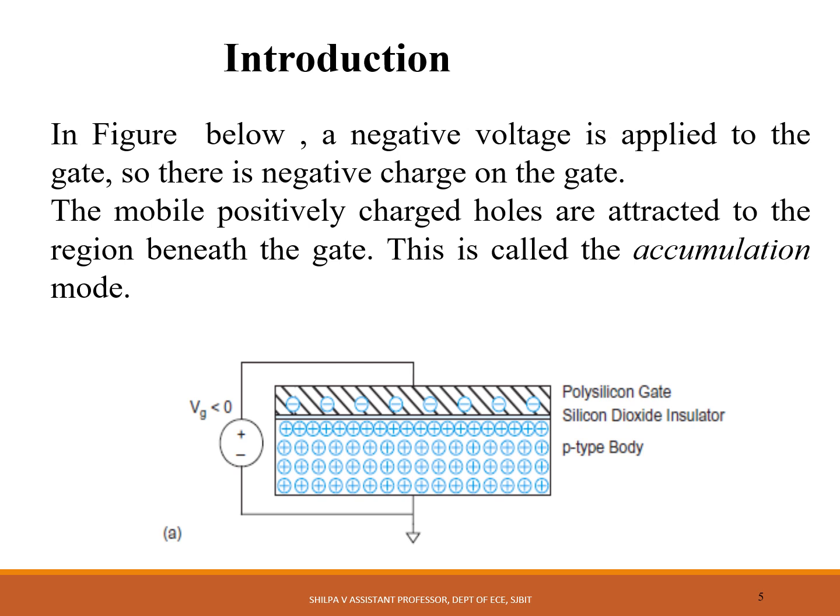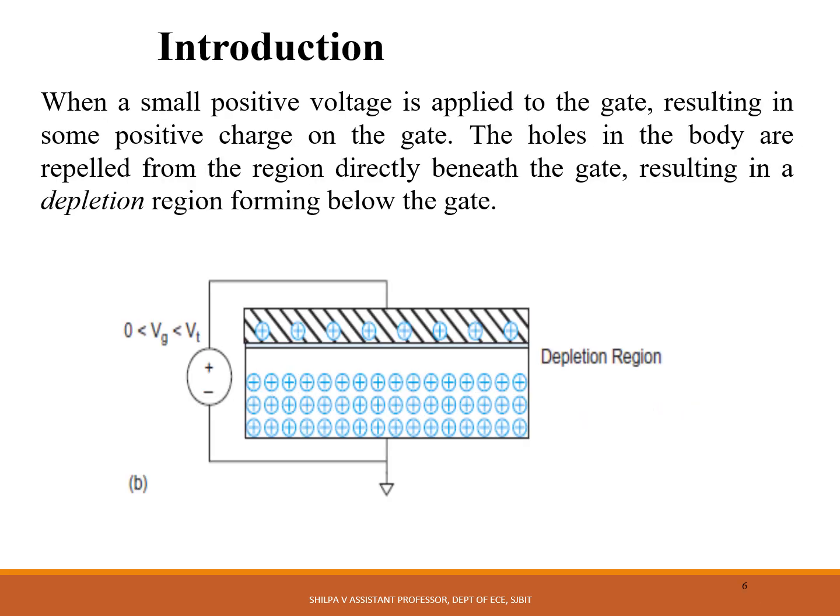Now a negative voltage, VG less than 0, is applied to the gate. So there is negative charge on the gate. The mobile positively charged holes are attracted to the region beneath the gate, as you can see here. This is called the accumulation mode of a MOS transistor.